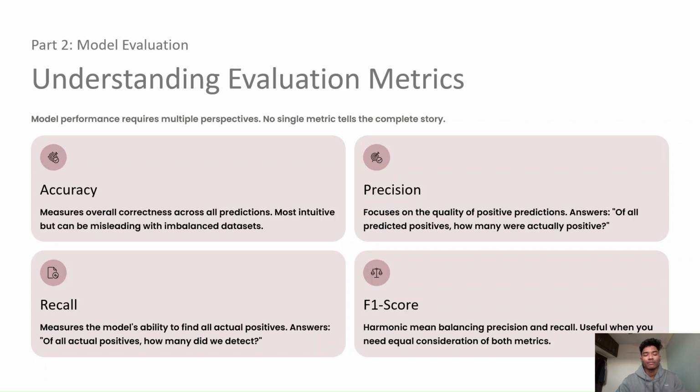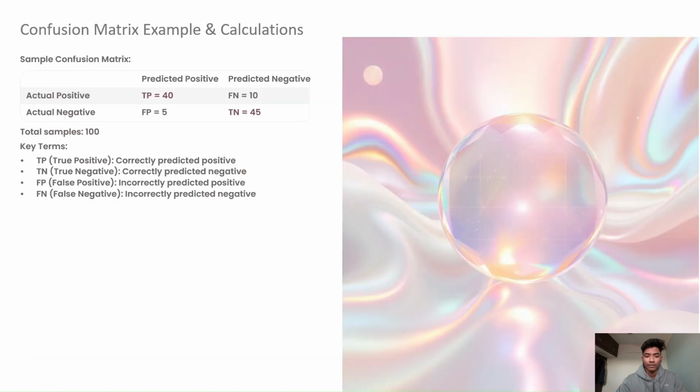Now, what is a confusion matrix? Let's discuss with an example. A sample confusion matrix based on 100 predictions: predicted positive, predicted negative, actual positive, actual negative. So the true positive is equal to 40, false negative equals 10, false positive equals 5, true negative equals 45. Let's calculate all the key metrics using these data.